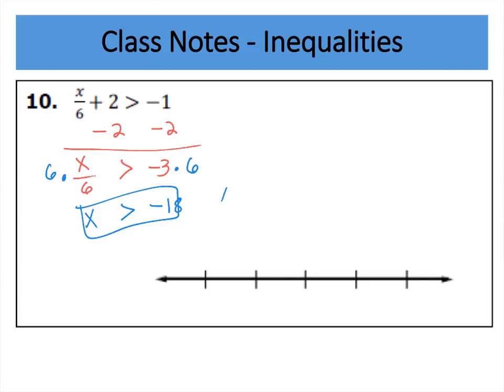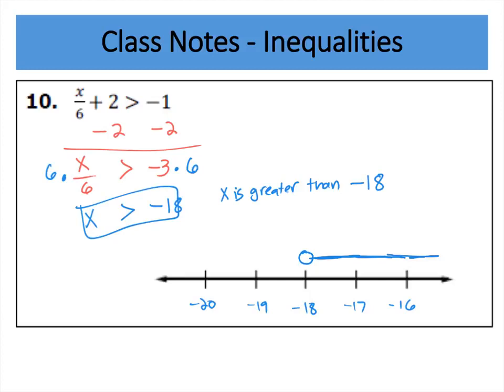So we're going to graph that. I'm going to write it out. X is greater than negative 18. So on my number line, it's strictly greater than, remember, there's no line underneath, so it's an open circle. I'm going to put an open circle at negative 18, and everything greater than negative 18, all of this gets my arrow. It's kind of fun to draw the little arrow there.